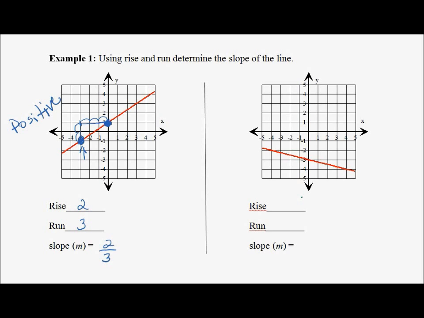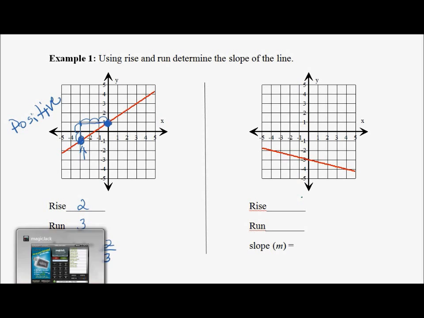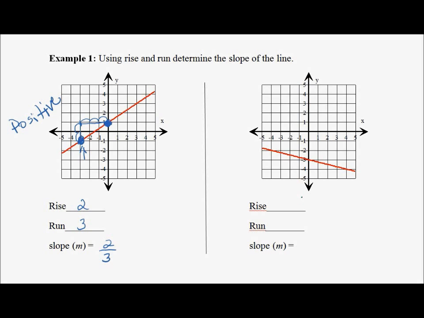Let's take a look at the next one. Now once again, I need my rise and run. So first thing I need to do is to pick myself two good points. Remember, you want to pick something that's going straight through the grid, that's intersecting the two grids. So I don't want to pick anything like that because it's too difficult for me to tell what that point is.